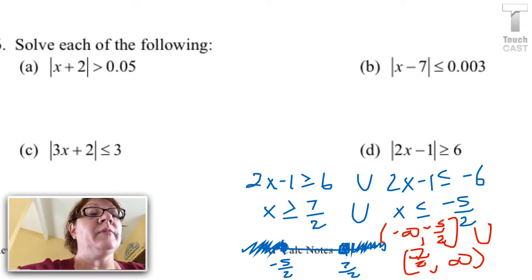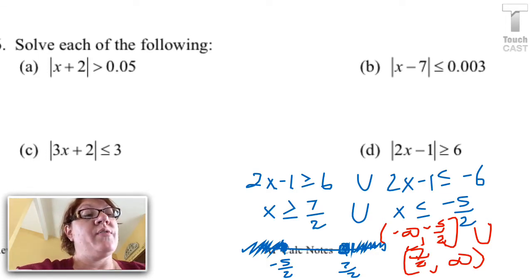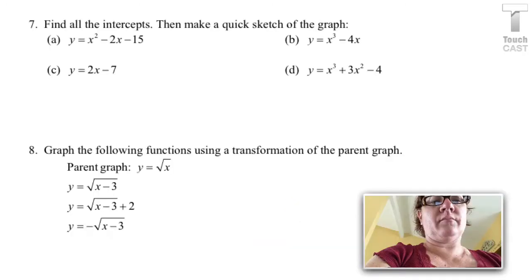I solved. I'm less than or equal to -5 halves or greater than or equal to 7 halves. Notice I do use the brackets on the -5 halves and on the 7 halves because those are closed dots, so those numbers are included. Again, open parentheses around infinities. Okay, on to the next thing.